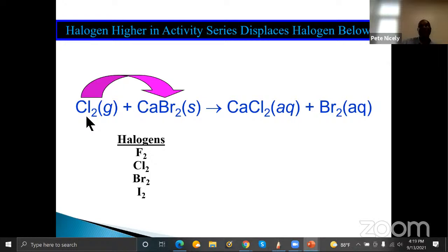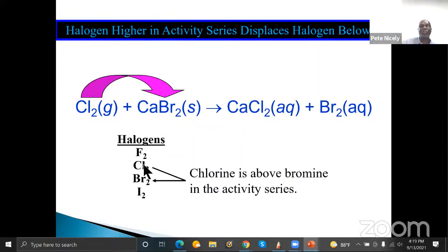So for example, if you're looking at chlorine reacting with calcium bromide, what will happen is that the chlorine will displace the bromine because as you can see here, the chlorine is above bromine in this series, all right? So therefore, that's the reason why we can make a prediction that this reaction will take place, where the chlorine displaces the bromine to form calcium chloride and bromine will be displaced, all right? So that's how we can use the halogens to make predictions of single displacement reactions where we have halogens being involved.